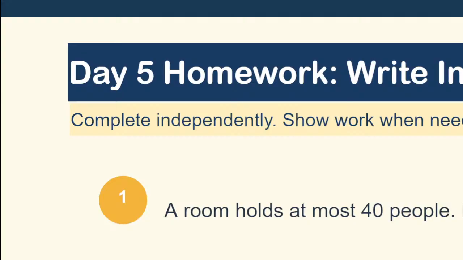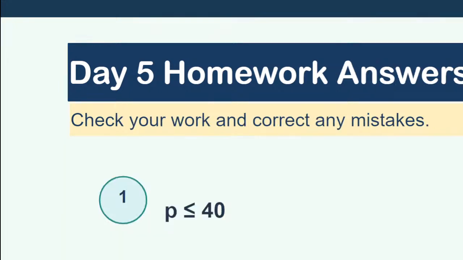J5 homework. Write inequalities for constraints. Number 1, a room holds at most 40 people. Let P equal people. Number 2, a game requires more than 100 coins. Let C equal coins. Number 3, a package must weigh less than 15 kgs. So let W equal weight. Number 4, you need at least 8 hours of practice. Let H equal hours. Number 5, a ride is for heights 52 inches or taller. Let H equal height. Number 6, a coupon works for purchases under $25. Let P equal purchase. Answer keys on the next slide.